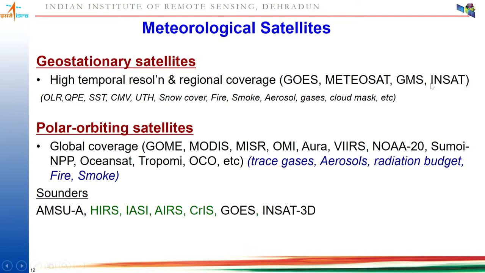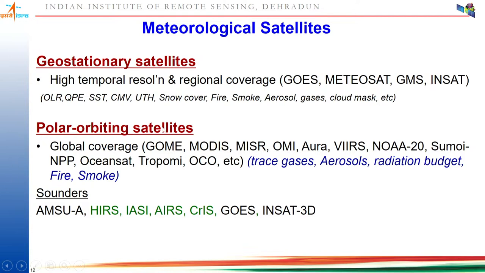These are for meteorological purposes, and a number of parameters can be measured, like outgoing longwave radiation, precipitation, sea surface temperature, upper tropospheric humidity, snow cover, fire, smoke, aerosol. These are the different atmospheric components, species or processes which can be measured through these satellites.